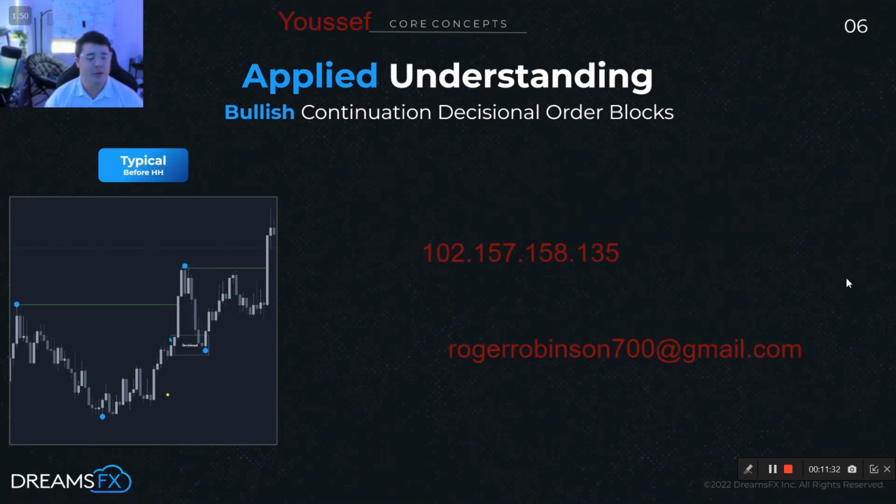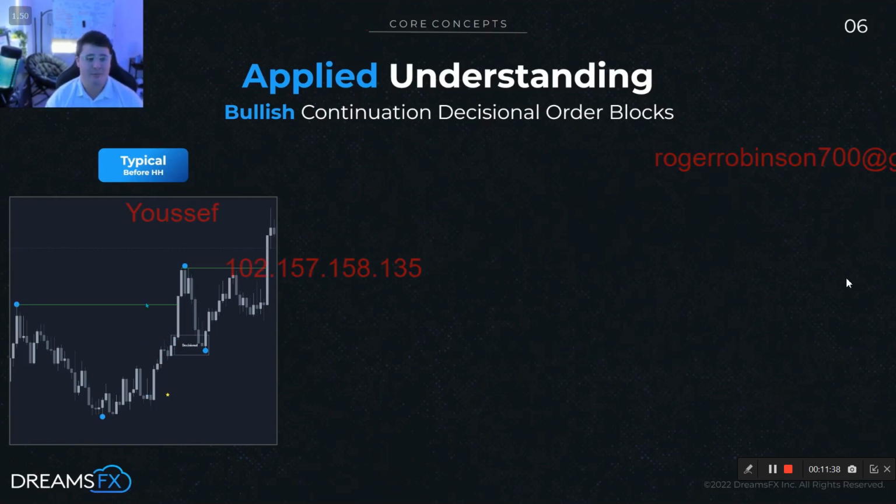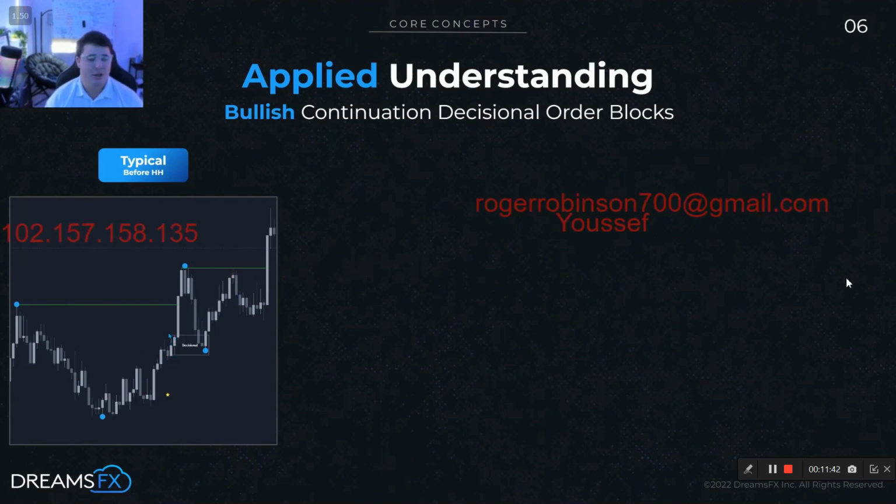Now, where's the order block that caused the second push to break the high? Where's that order block located before this high is broken? Well, it's located right here. You have your first push, you have your second push, and that's where your decisional is.